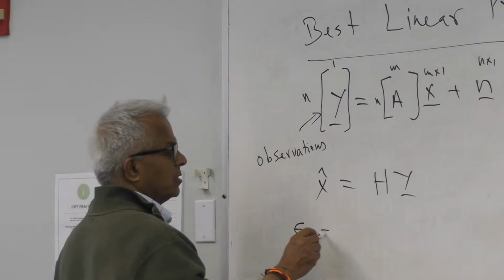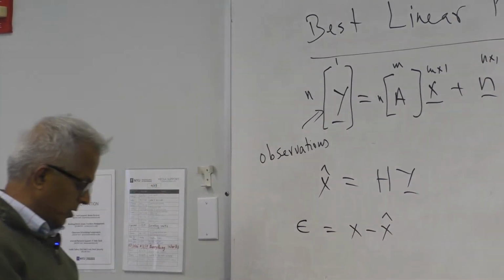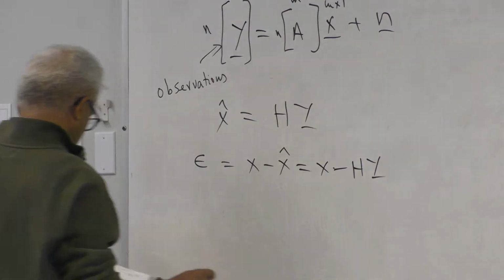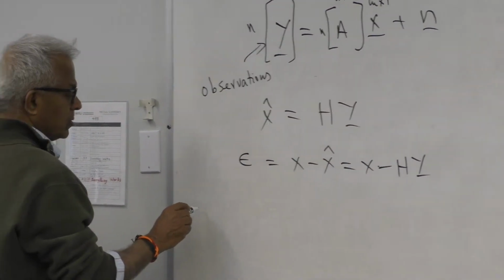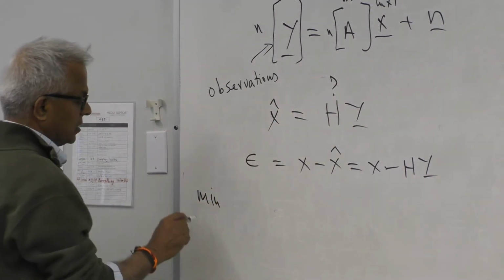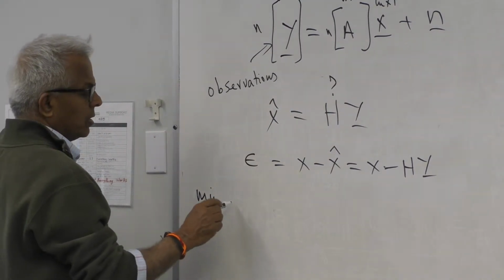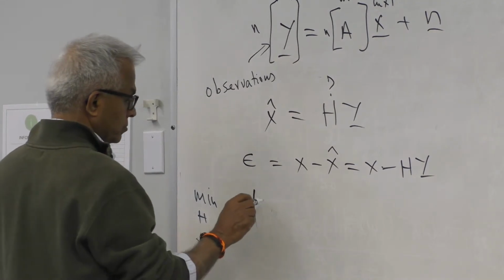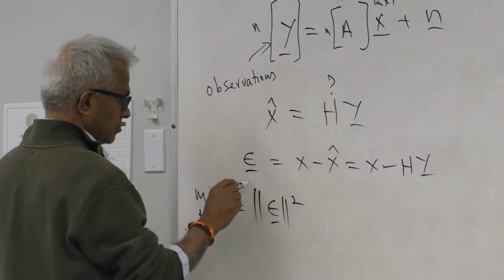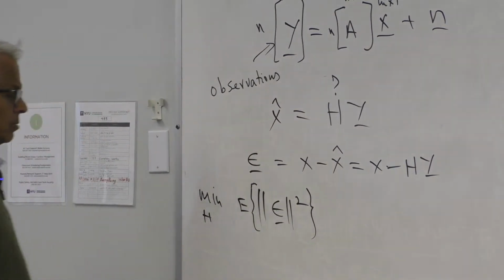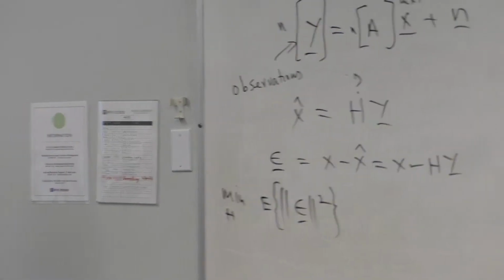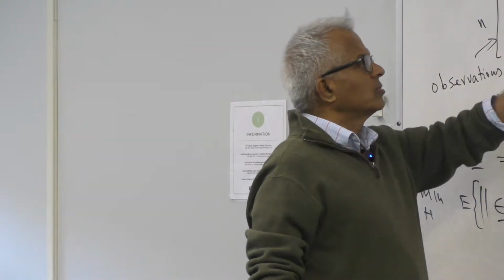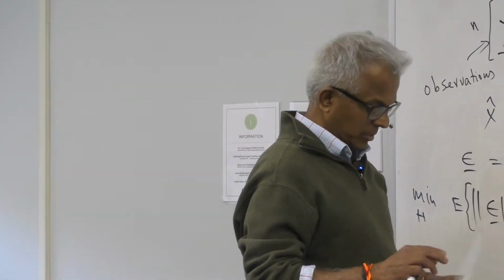So the error here is x minus x hat. So you want to minimize the mean squared error. So minimize, remember the unknown is this filter H, minimize the expected value of epsilon squared. So epsilon is a random vector, because x could be random, and also the noise is there. So y is also random.